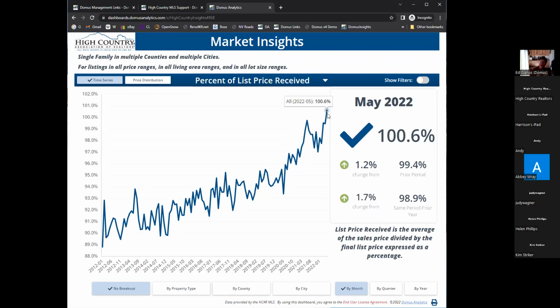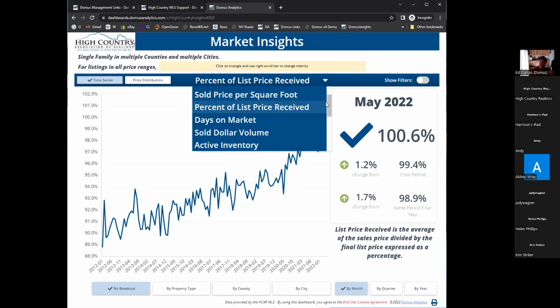Us as insiders, we know the difference between 94, 93, and 95% versus 100.6 is a really dramatically different market. But on the surface, it doesn't sound like that. So, be a little sensitive to your clients and understand that that metric is telling you a little something.